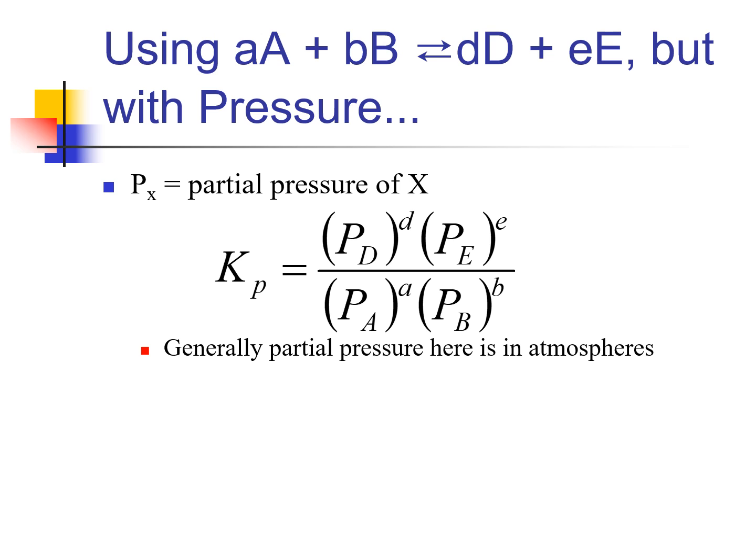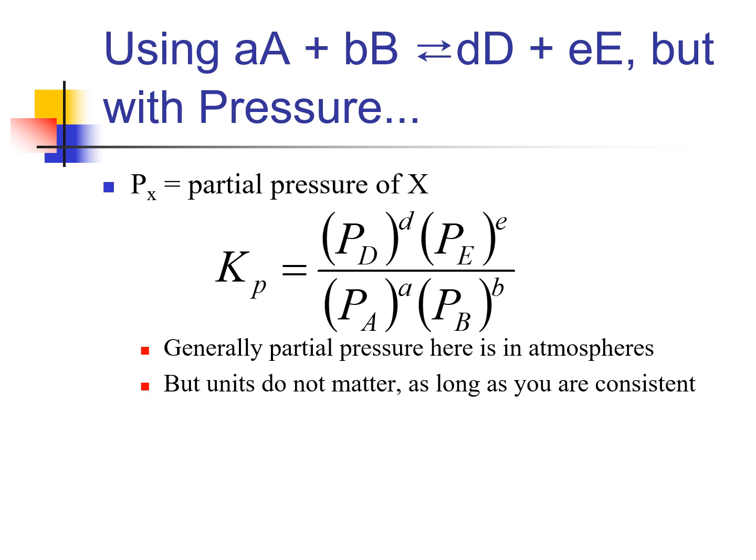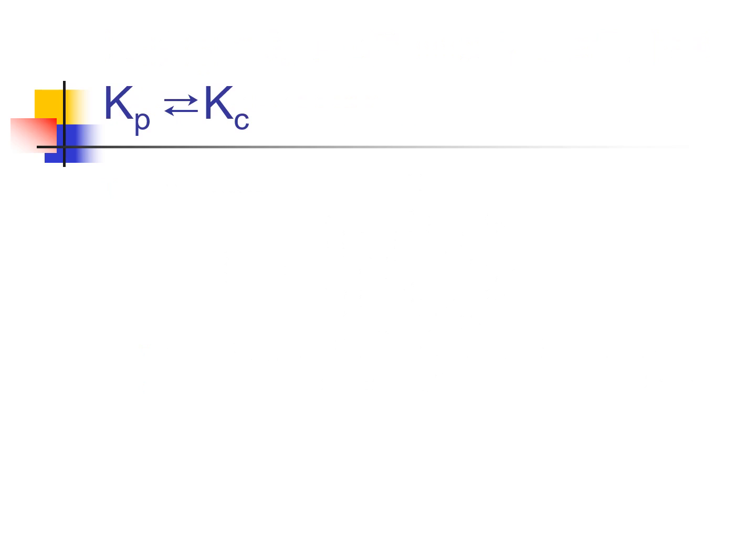Generally, this is going to be in atmospheres. Doesn't have to be, though, as long as you're consistent. So you could be in torr, as long as everything is in torr. You just don't want to be mixing and matching your pressures.